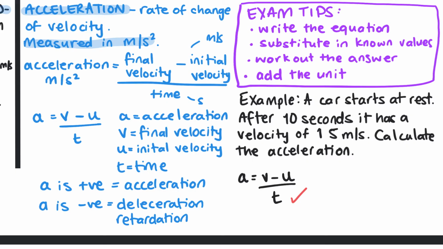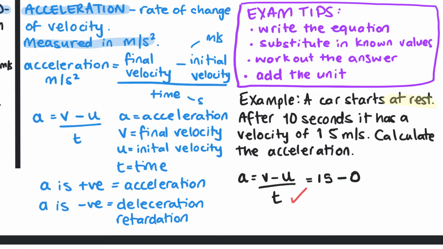We know that after 10 seconds the car has a velocity of 15 meters per second, which means 15 is the final velocity. So instead of V, I'm going to write 15. Minus U, so U is initial velocity. We haven't been given a number for initial velocity, but we have been given the value. And that's because we've been told that the car begins at rest. So at rest tells us that the initial velocity is actually 0. It's at rest, it's not moving. Other words that might be used are stationary.